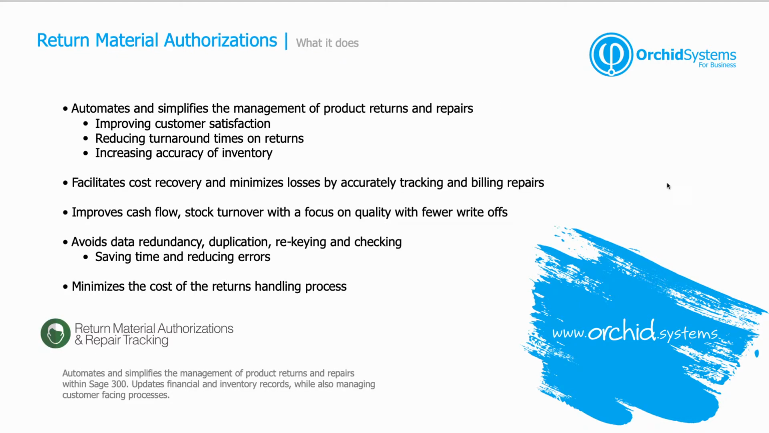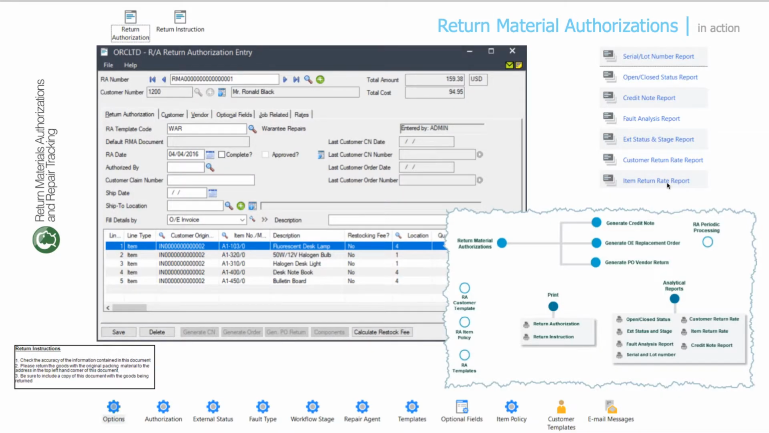RMA automates and simplifies the management of product returns and repairs. It facilitates cost recovery and minimizes losses by accurately tracking and billing repairs. It improves cash flows and stock turnover with a focus on quality with fewer write-offs. It avoids data redundancy, duplication, rekeying, and checking, and minimizes the cost of the returns handling process.